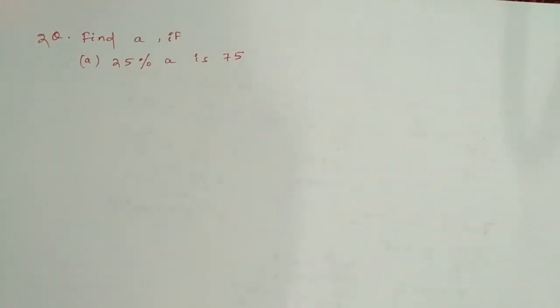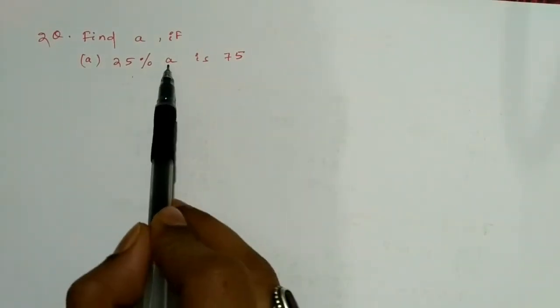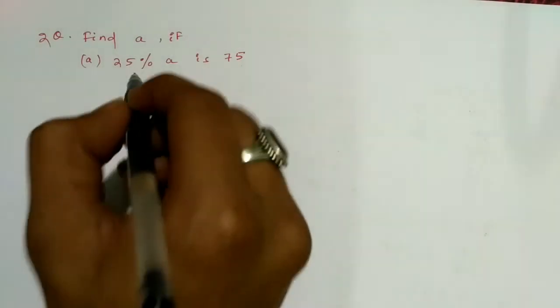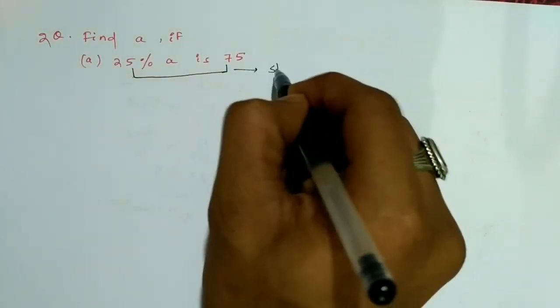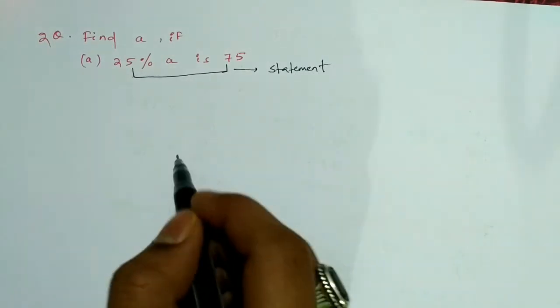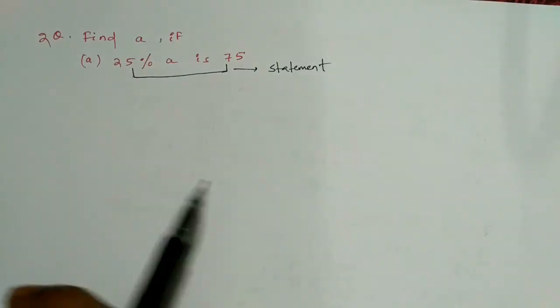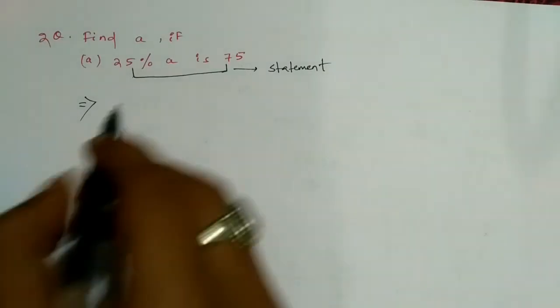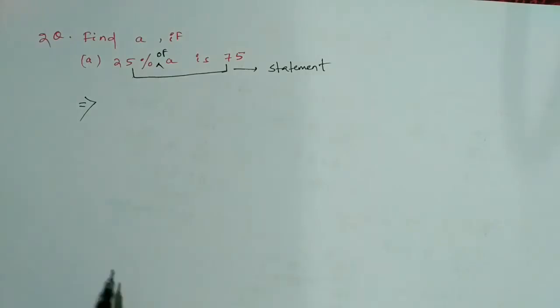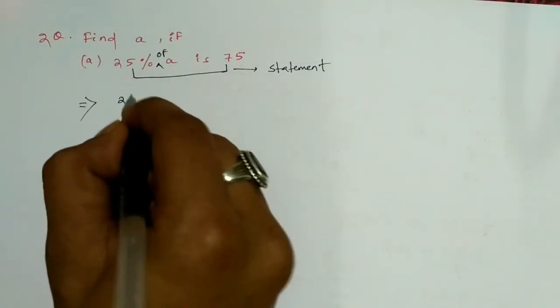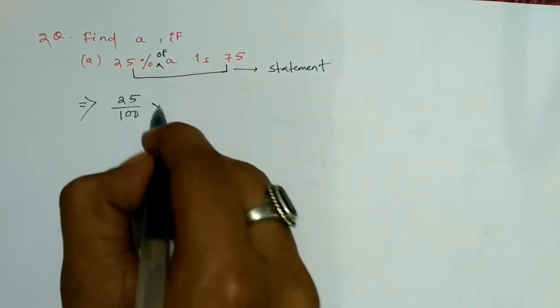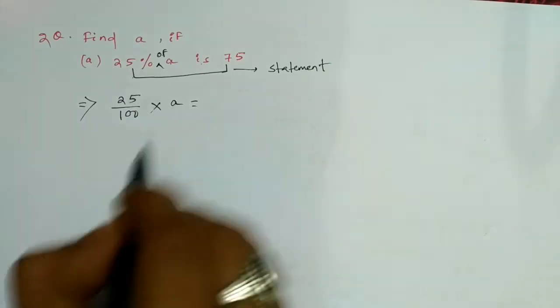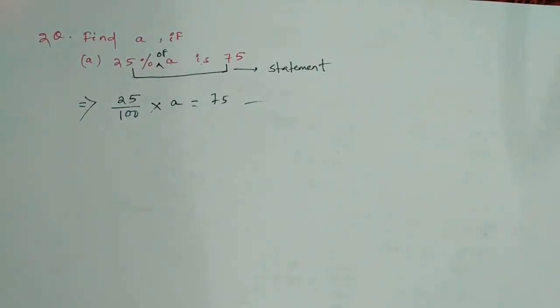So friends, here is our question number 2. It says that we have to find the value of a if 25% of a is 75. So this is given in the statement format, and we have to make an equation out of it. So don't be frightened by this 25% of a, sorry, I forgot a here. 25% of a means 25% is what? It is 25 divided by 100. Of means multiplication. Put a here. Is means equal to 75. So we got the equation format here.